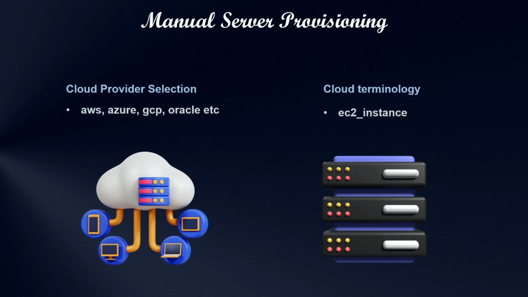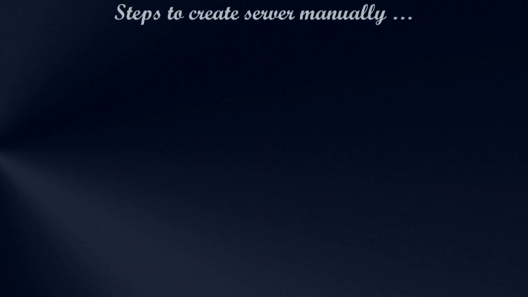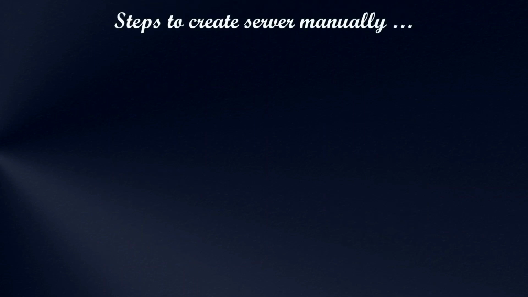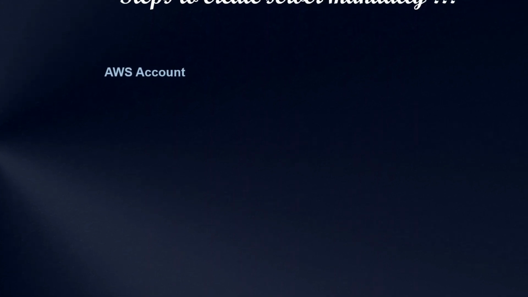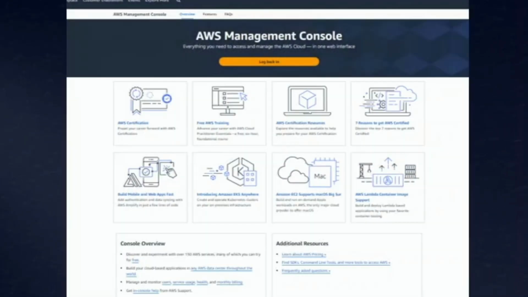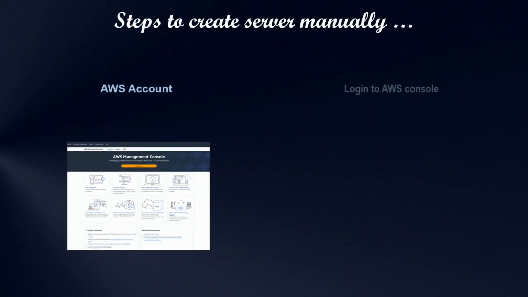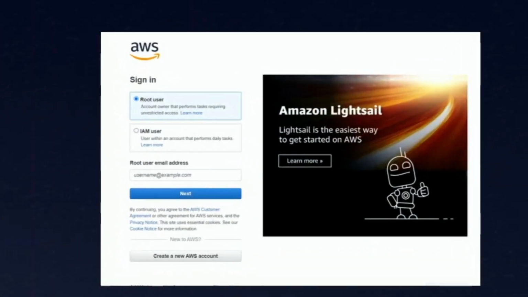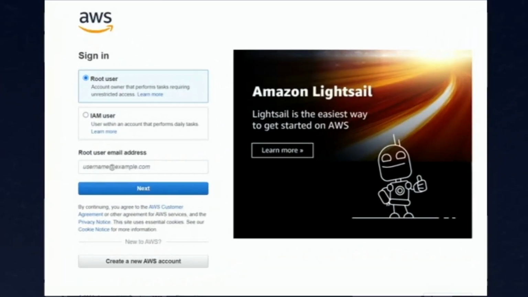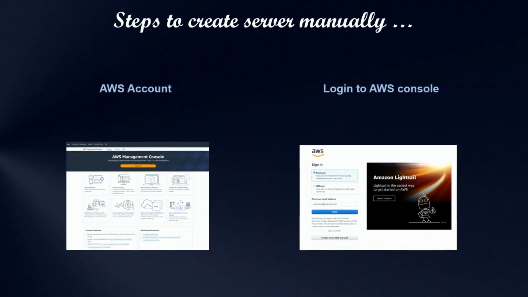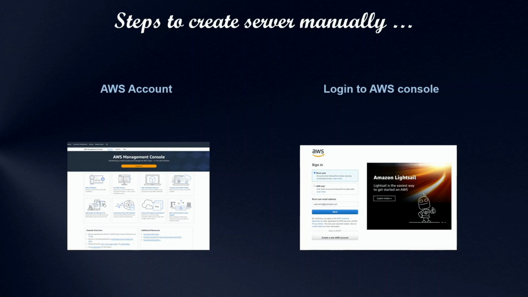Now, when you go to manually create a server on AWS, let's see the steps you will take. First and foremost, you need to have an AWS account, which we set up in the last video. The second most important thing is that you will have to log in to AWS to create the server. Now, some of you might think why we are discussing such basic things, but please bear with me and pay attention, as understanding these steps will help you grasp how to do it with Terraform easily.